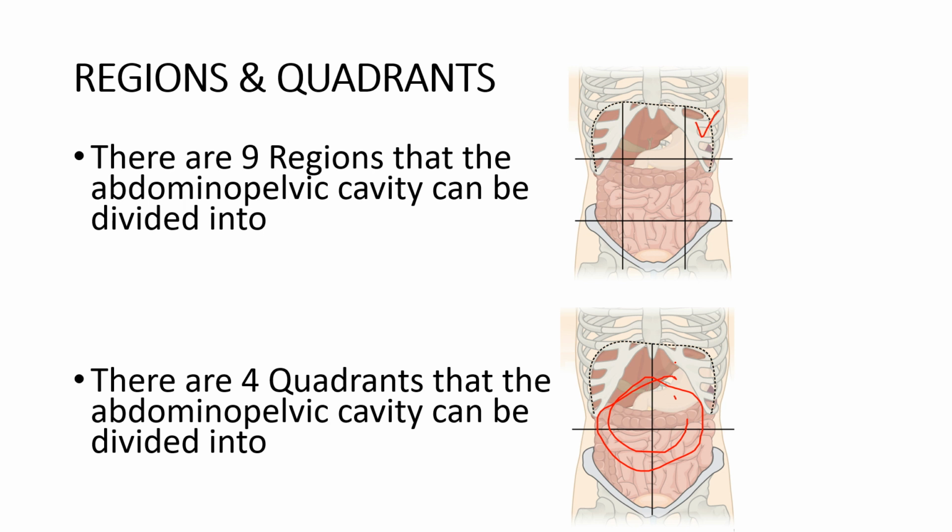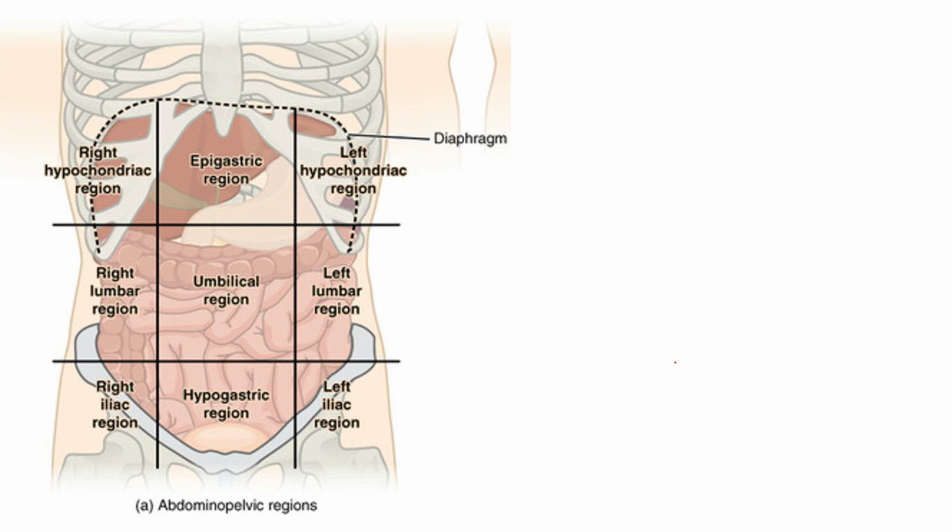They may be able to pinpoint, but not down to a region. They might be able to pinpoint it down to what quadrant is bothering them. So that's why you're probably going to be using quadrants more. If you're going into the surgical field, you would narrow that down more into regions. But if you're talking to patients, it's probably going to be more of a quadrant issue. So if you need to know your 9 different regions, these are your 9 different regions, and you're going to need to fill this in on your labeling handout.